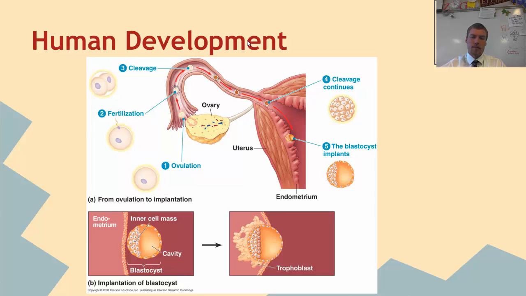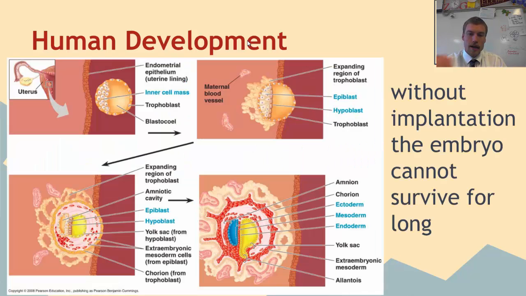All right, let's get to the really good stuff though. Let's talk about human development. We talked about this a little bit last time when we talked about reproduction. So this whole part is familiar. You've got ovulation and then fertilization, and then cleavage begins. Cleavage is going to continue as it travels down the fallopian tubes. And then we have implantation, where the blastocyst is going to enter into the uterus.